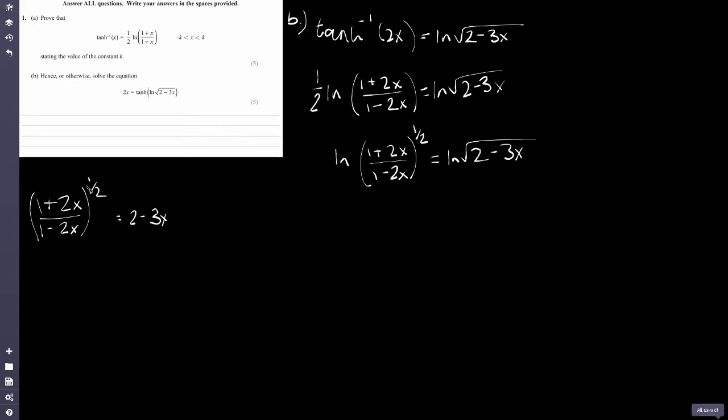So now, because this is a power of a half, I can square both sides here. Oops, I forgot my square root. Square root there, so don't forget your square root. So now I can square both sides here. So I'm going to get 1 plus 2x over 1 minus 2x, and this is going to be equal to 2 minus 3x. Now, times both sides by 1 minus 2x, we can eliminate this denominator here, and then just solve for x, and we've got it there. So it's going to be 1 plus 2x is going to be equal to 1 minus 2x times 2 minus 3x.